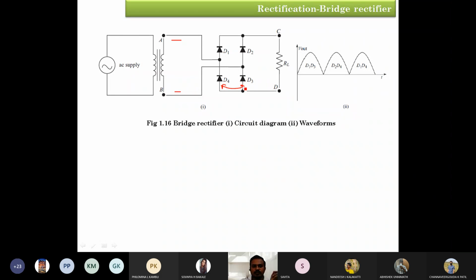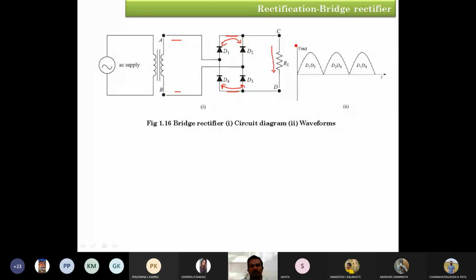Then the other 2 diodes, their cathodes are short circuited. In this diagram, diodes D1 and D2 have their cathode terminals short circuited. So this is one short circuited line, and this is another short circuited line. These 2 short circuited lines are considered as the output lines. At the output, obviously, we are going to use one load resistor RL.